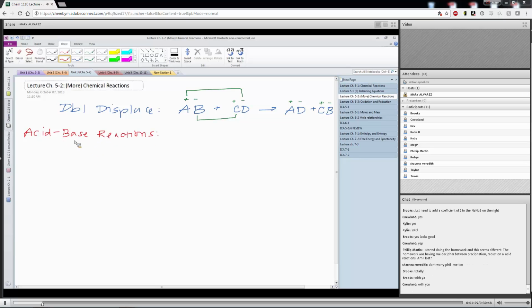Excellent. Okay. Acid-base reactions are reactions which occur when we have an acid reacting with a base. For the purposes of this chapter, acids are any compounds which have a hydrogen ion in them, so ionic type compounds with hydrogen, and bases are any ionic type compounds that have the hydroxide polyatomic ion in them.